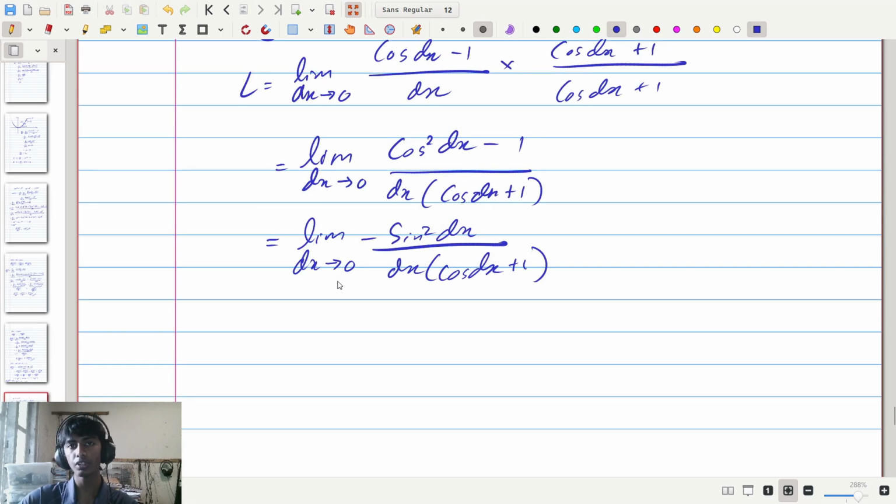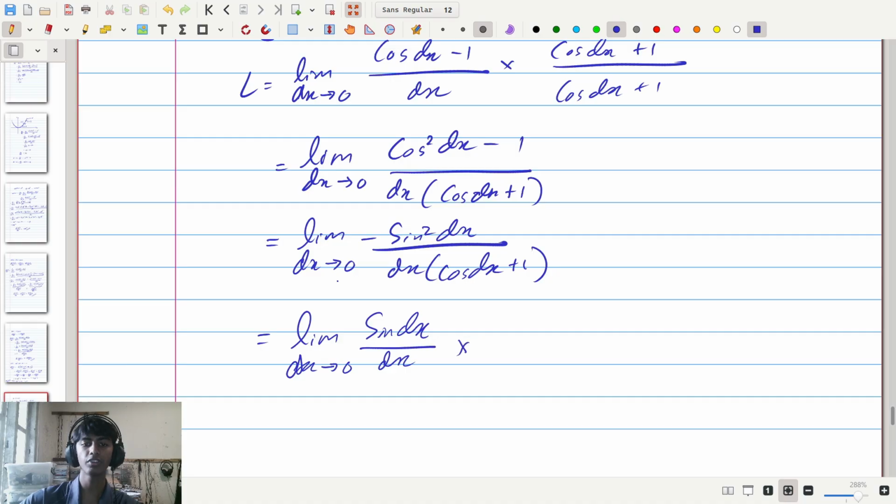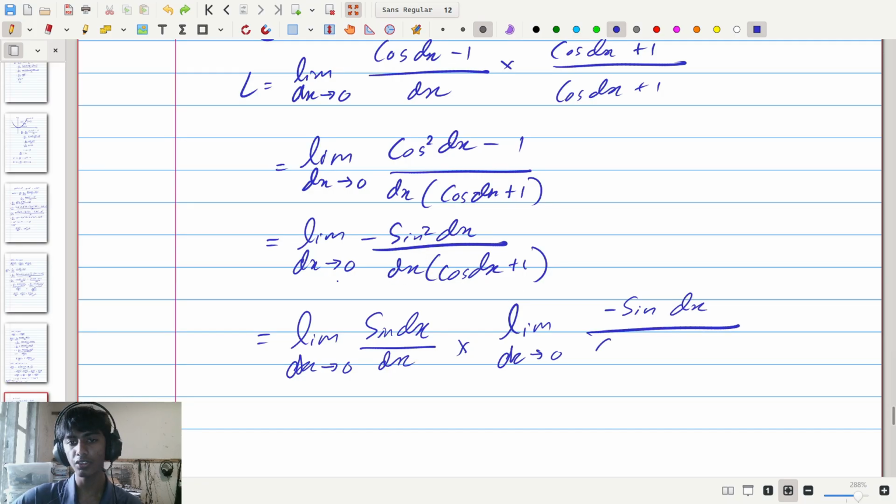Now then, I'm going to use the identity of the product of two functions in a limit. I'm going to take one of these sin dx's out, one of these dx's out, and write this as the limit as dx approaches 0 of sin dx by dx times the rest of the limit, which is the limit as dx approaches 0 of, and what we are left with here, when we take one of the sin dx's out, is negative sin dx on top, divided by, when we take the dx out, this thing, which is the cosine of dx plus 1. So we have that on the bottom.